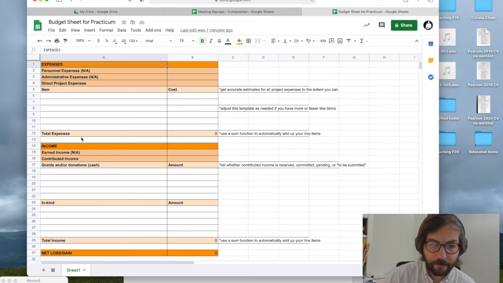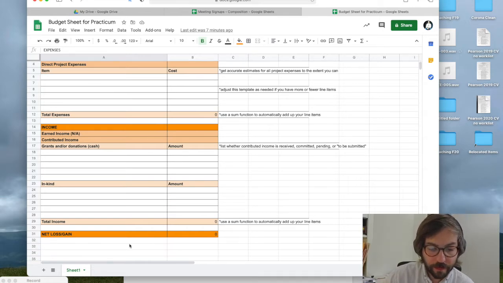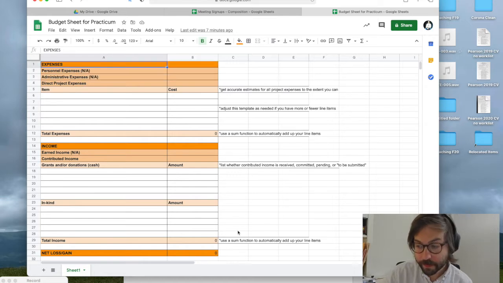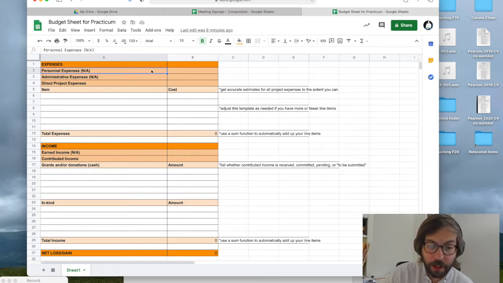Okay. As you can see, there's two big sections to this. You've got your expenses, things you're spending money on. You've got your income, money that's coming in. And then, of course, the net loss or gain, that's the difference between the two. Okay, personnel expenses is the first one on this list, and that's a typical line, but doesn't really apply to us. We're not employing people. We're not paying salaries. So that's not something that is important for us.